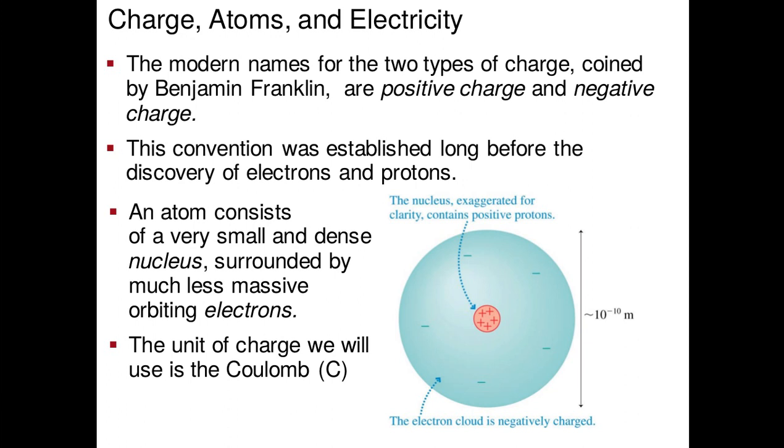So we're going to assign this property that charged particles have the SI unit of the Coulomb. It's the Coulomb, capital C. That was named after Charles Coulomb, who actually discovered the electrostatic force, which we'll talk about later.